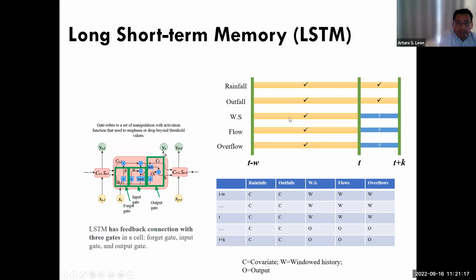Then we have the long short-term memory, LSTM. This model allows a feedback, which means it allows a cycle with three gates: you can forget the information, input gate, and output gate. So if a condition is reached, you can do some things, but it also allows a feedback.